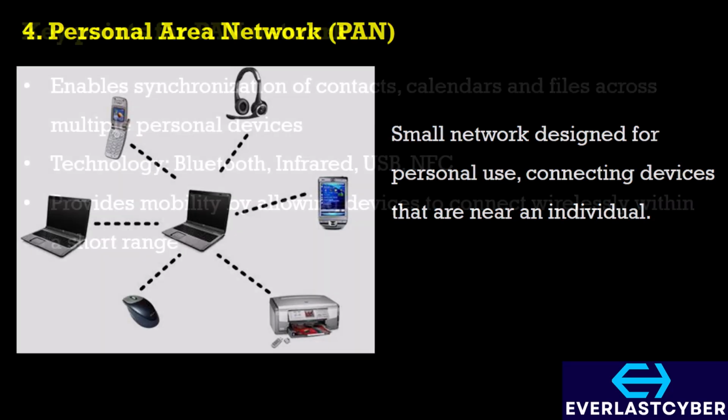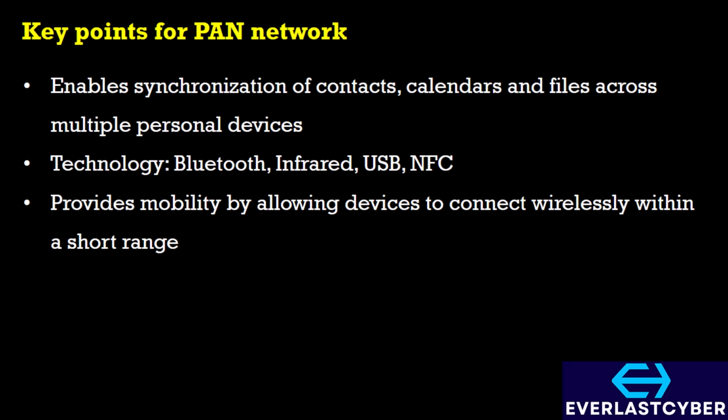Some key points for the PAN network are it enables synchronization of contacts, calendars, and files across multiple personal devices. The technology it uses is Bluetooth, infrared, USB, or NFC. And also it provides mobility by allowing devices to connect wirelessly within a short range. It usually facilitates quick and easy data exchange between personal devices. Now, when you're using a PAN, you should ensure that the distance between the devices is not more than a few feet. If not, there will be latency and the connection will be disrupted.